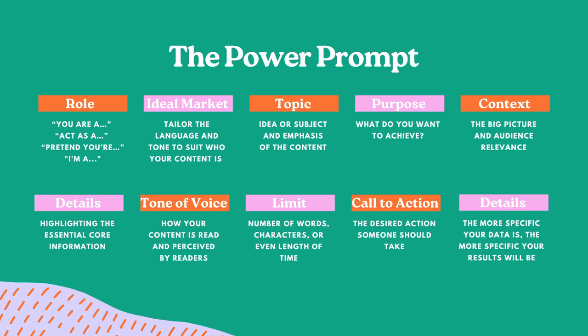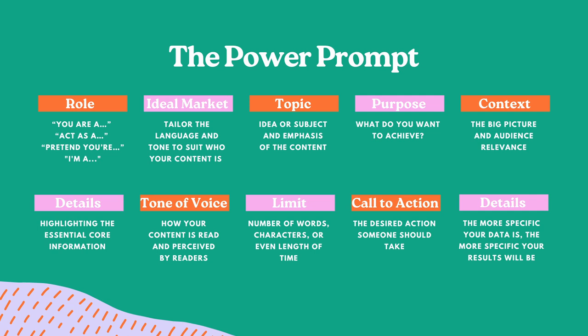So ideally, the essential AI power prompt, it doesn't always have to, even though I want to use the word must, but it should incorporate the AI role. So that's you are a, act as a, pretend you are, something like that. And then you have your target audience. This is so you can tailor the language and tone to suit who your content is for. And then you have your topic, idea, or subject and emphasis of whatever it is you're creating. Super important is the purpose or the goal of what you're trying to achieve with the content.